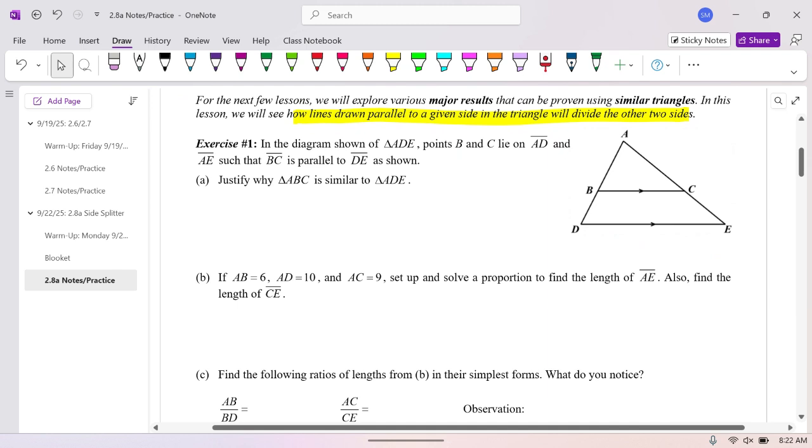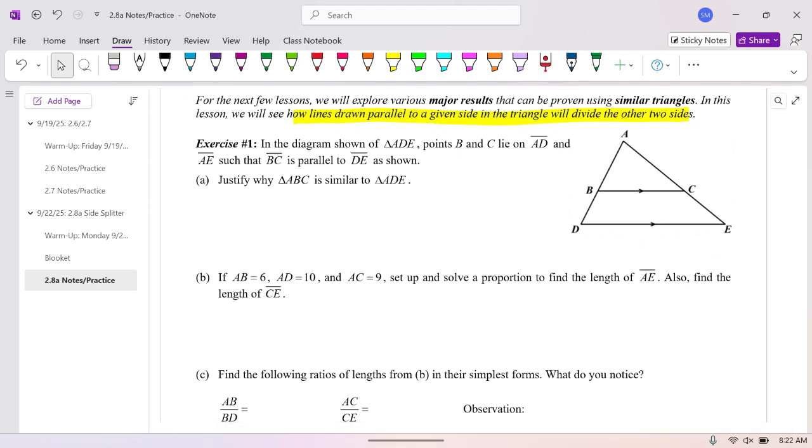All right. So first things first, in this diagram shown of ADE, points B and C lie on sections AD and AE such that BC is parallel to DE. That's why they have these little arrow tick marks here showing parallel. All right. Now we're going to justify that ABC is similar to ADE.